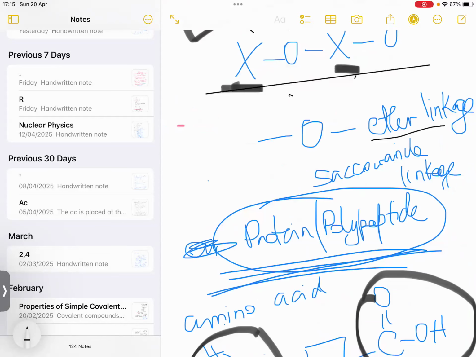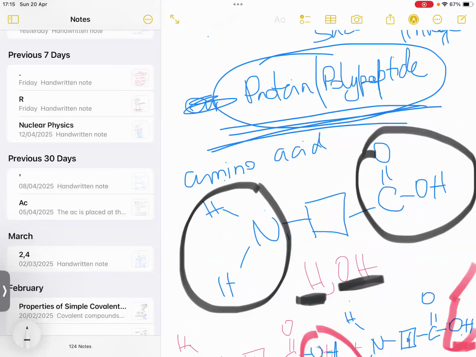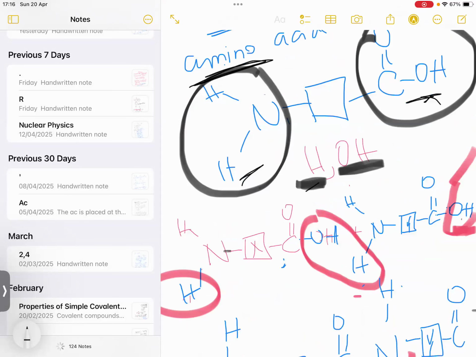We have protein, which is a natural polypeptide. The monomer unit is going to be your amino acid. Your amino acid has two functional groups, the amine functional group right here and the acid functional group. So from the amine functional group, we're going to take off an H. We're going to take off OH from the acid. So H and OH, we remove them, we form our water.